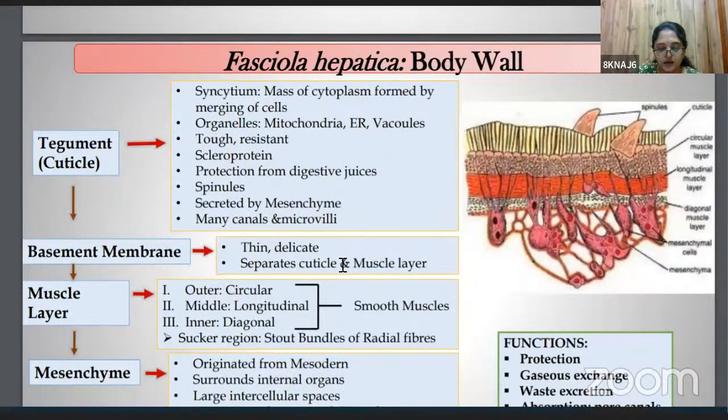And below that, you have the muscle layers: outer circular, middle longitudinal, and the inner diagonal muscle layers. All of these are smooth muscles. In the sucker region, you have a bundle of radial fibers also present.